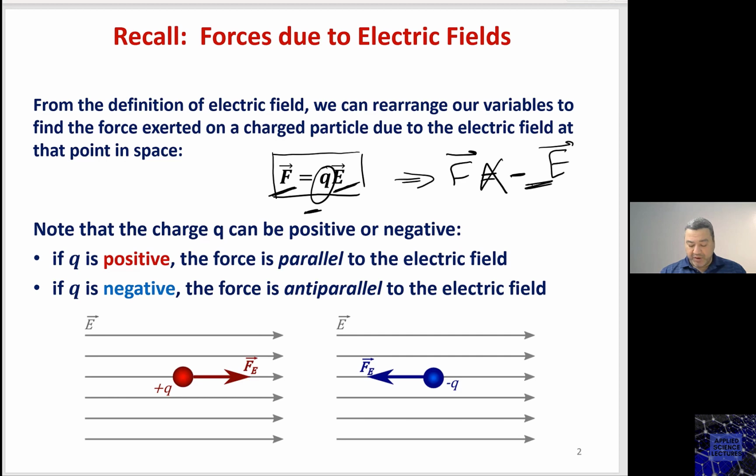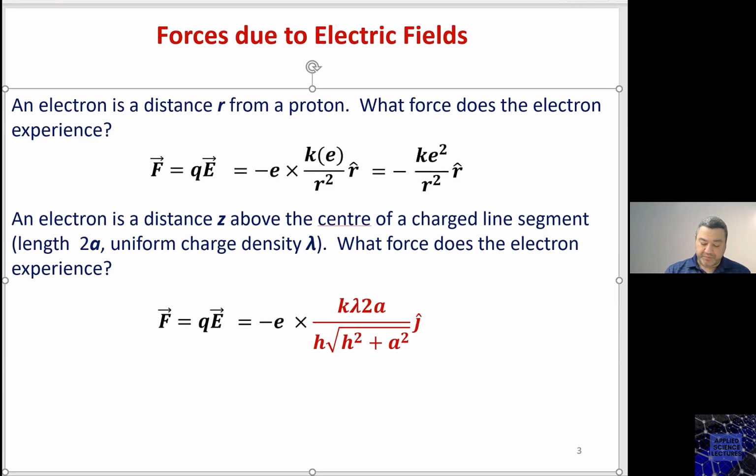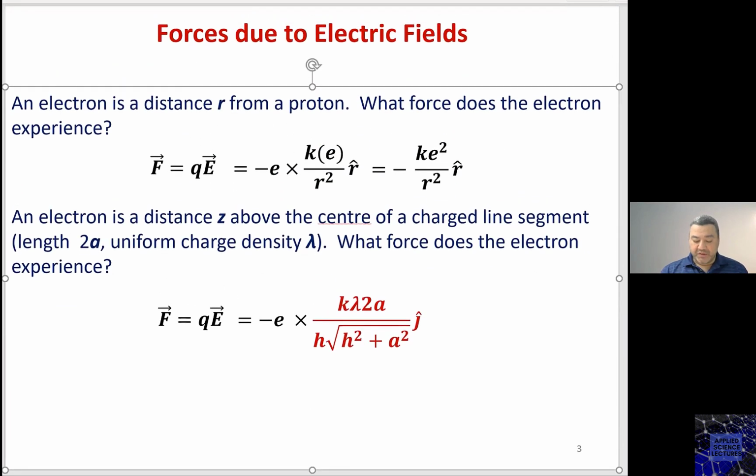Okay, so as we can see here, this is a positive charge in an electric field, and this is why the electric force exerted on this charge is in the same direction as the electric field. Here, because the charge is negative, the direction of the force is in the opposite direction of the electric field.